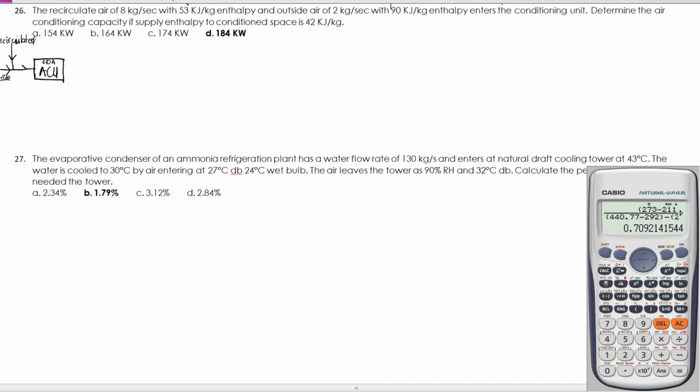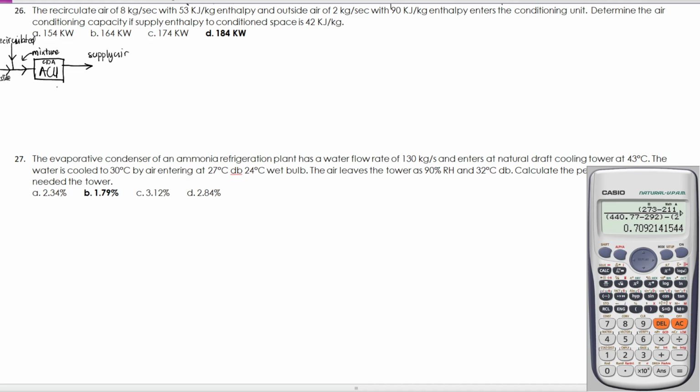Ayan. Okay? So, nagmix yung dalawa, yung outside at saka recirculated air, at yun yung pinroseso dito kay ACU or dun sa air conditioning unit. Okay? Tapos, pagka-condition dito sa ACU, so lalabas siya as a supply air. Ayan. So, let us say ito yung mixture. Yun. So, ang hinahanap is yung air conditioning capacity dito kay ACU.